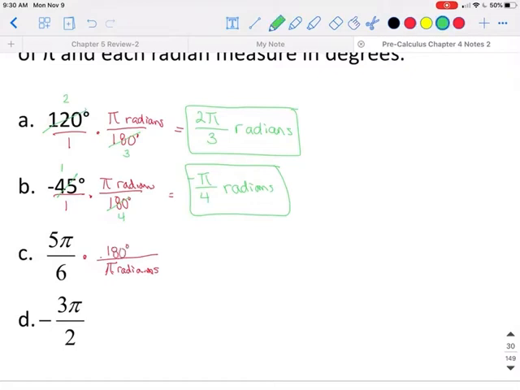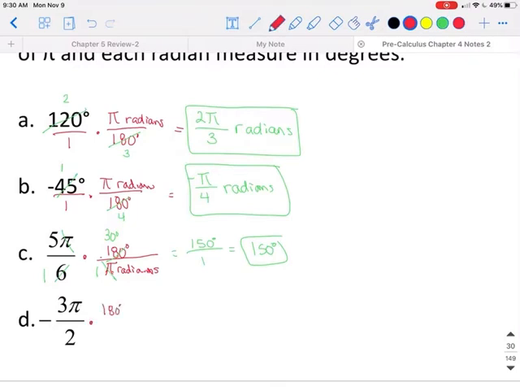Now we're still going to simplify first. So I have a pi on top and a pi on bottom. Those are going to cancel, leaving you with 1 on the bottom. 6 goes into itself once, and it goes into 180 30 times. So if we multiply across, 5 times 30 gives me 150 over 1, or just 150 degrees.